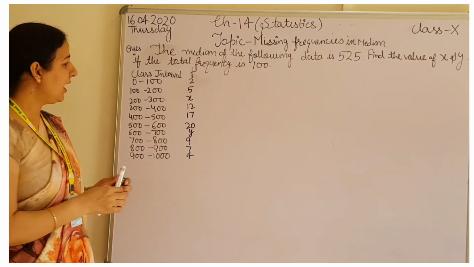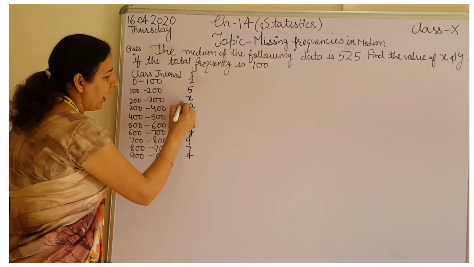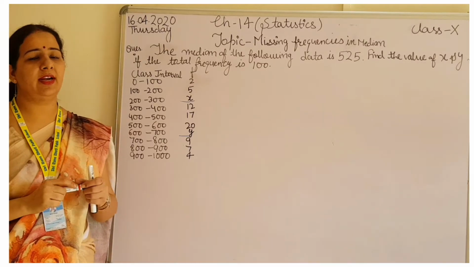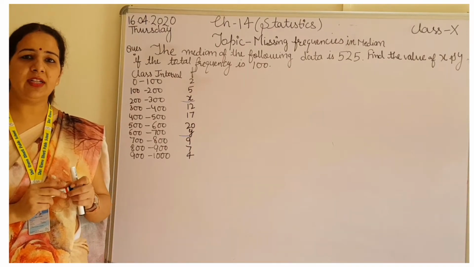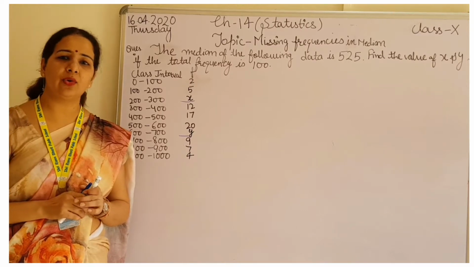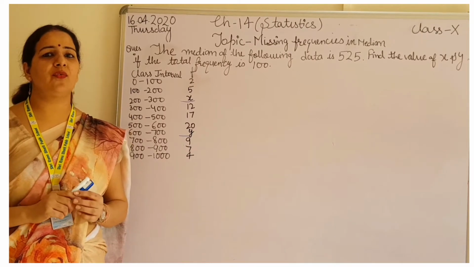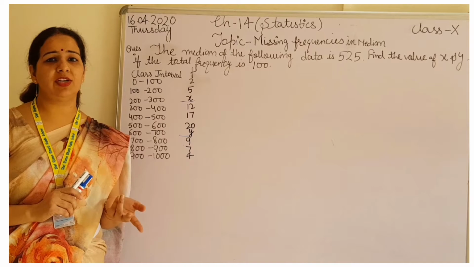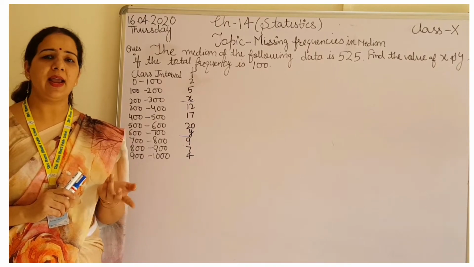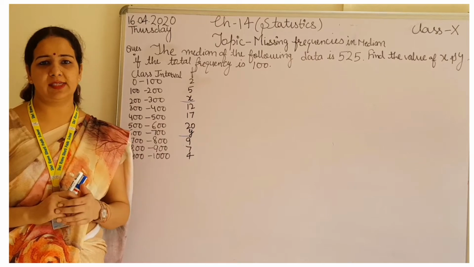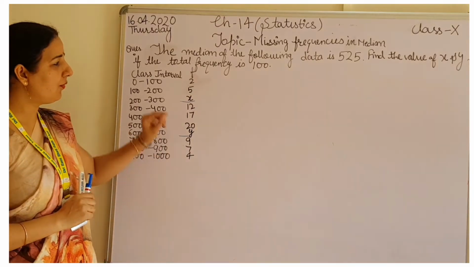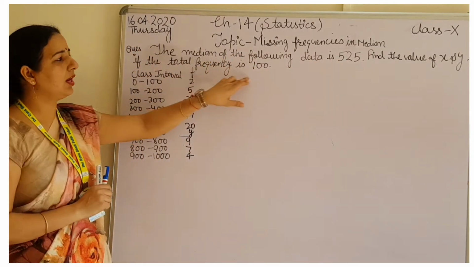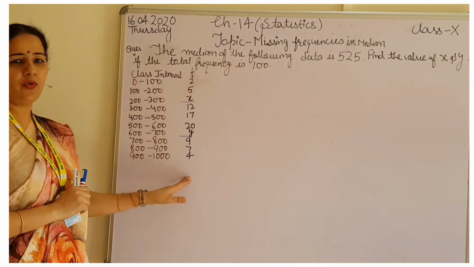Next thing is that two variables are missing, x and y, so we have to calculate the two variables. Whenever they ask you to calculate two variables, they always provide two pieces of information. If they do not provide two, we will not be able to calculate the exact values of the variables. So here they have given two values: the first is the median and the second is the total frequency.